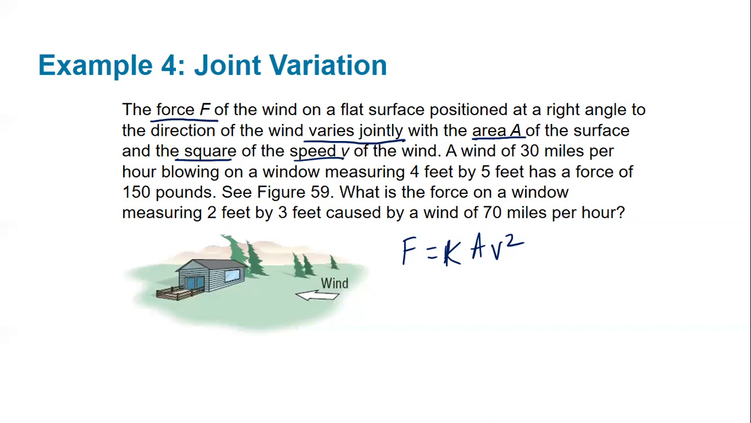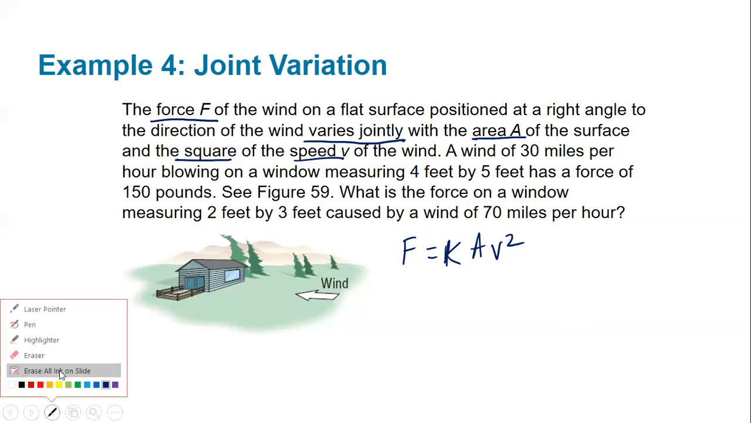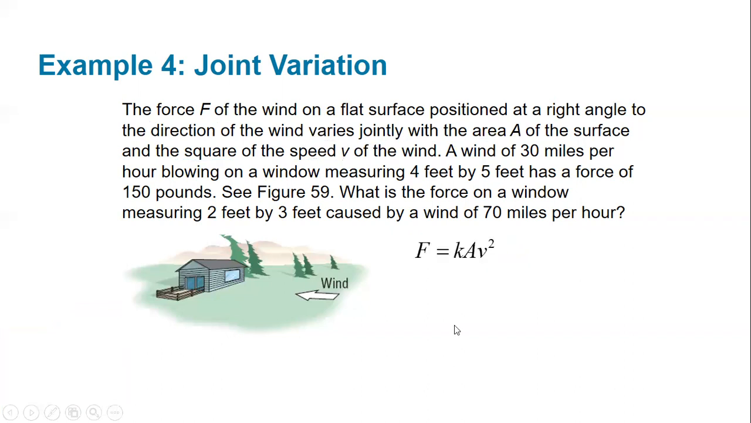A wind of 30 miles per hour blowing on a window measuring 4 feet by 5 feet has a force of 150 pounds. Here we go. F equals K times A V squared.